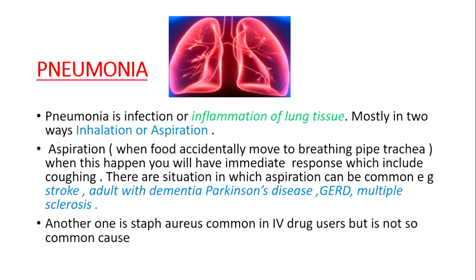Pneumonia is just an infection or inflammation of lung tissue. We have two major causes of infection or inflammation of lung tissue. One is inhalation, when you inhale any pathogen or anything that will cause damage or infection to your lungs. Another is aspiration.